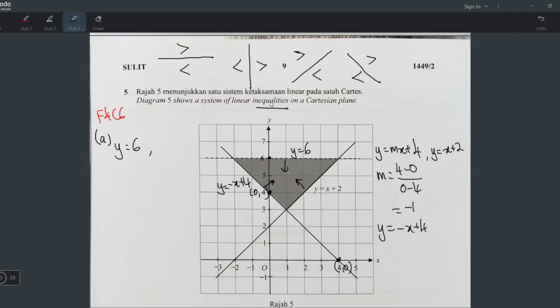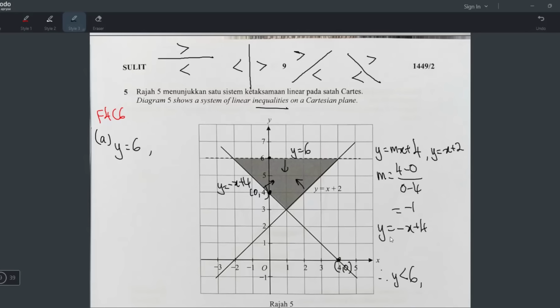It means I have to write the bigger, smaller. Okay, let's start with the first one. So I'll just write here for the final answer. The first one, y equals 6. So instead of writing equal, what you have to write? Okay, this line, I told you already, the shaded region is below this line. So you have to write smaller, right? And also it's a dash line, dash line or dotted line. So if it's a dash line or dotted line, you will not put the equals here. So it will just be y smaller than 6.